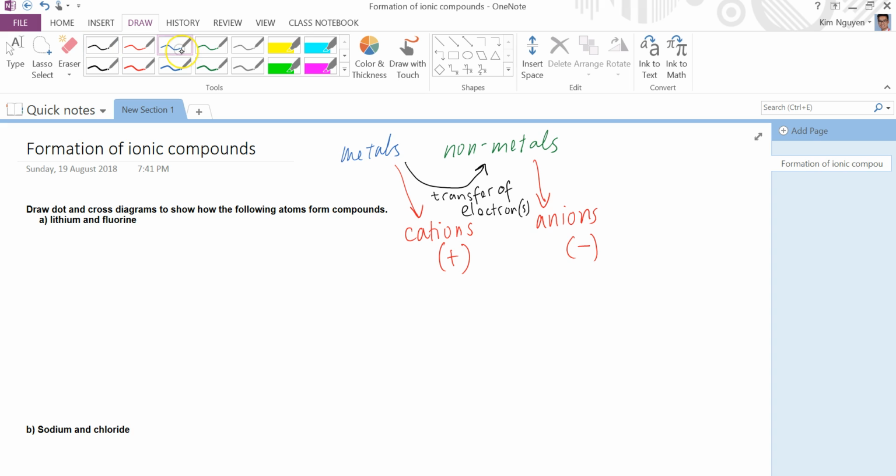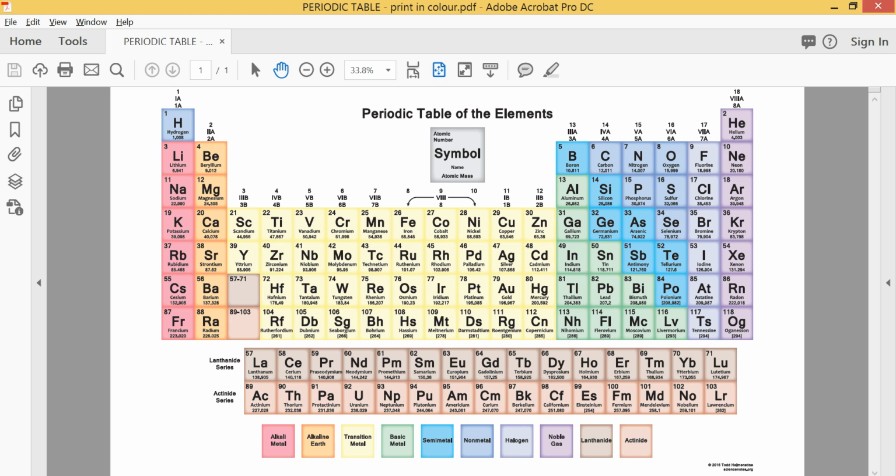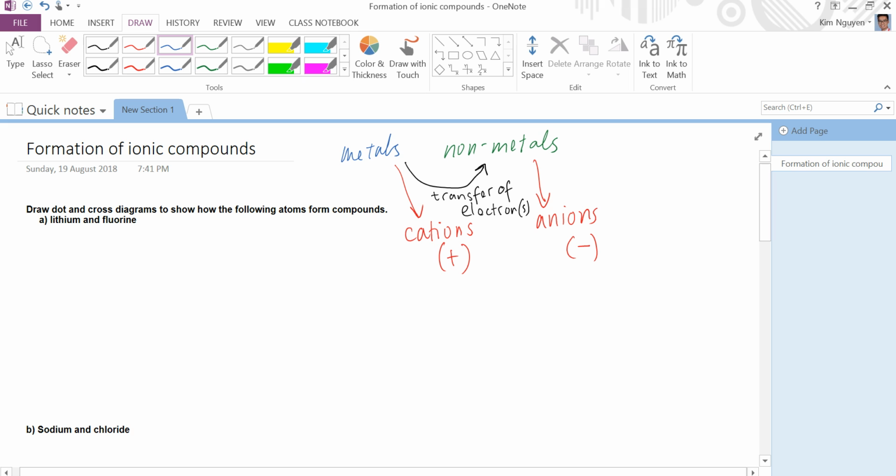Okay, so let's have a look at this first example. Now lithium we know to be a metal. If we look at our periodic table, we find lithium is in group 1. As a group 1 element, lithium should have one electron in its outer shell. So if we draw an electron dot diagram, which pretty much only shows the valence electrons, lithium, the metal, will have one electron in its outermost shell.